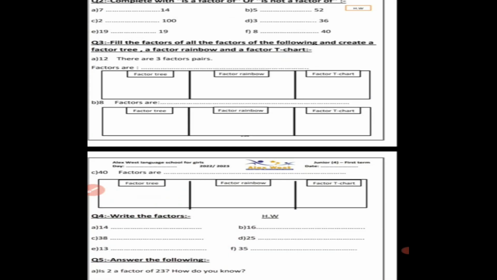Factors of 8. Let's think. What number times another number gives 8? Factor tree. We have 1 times 8, 2 times 4. Factor rainbow. 1 times 8, 2 times 4. Factor T-chart. 1 times 8, 2 times 4. So the factors of 8 are 1, 2, 4, 8.